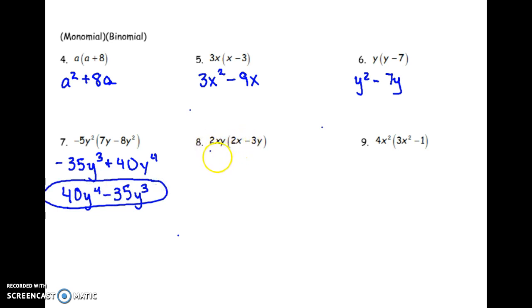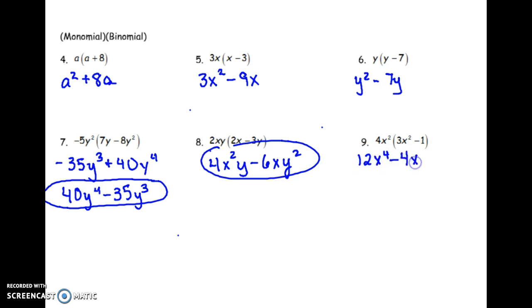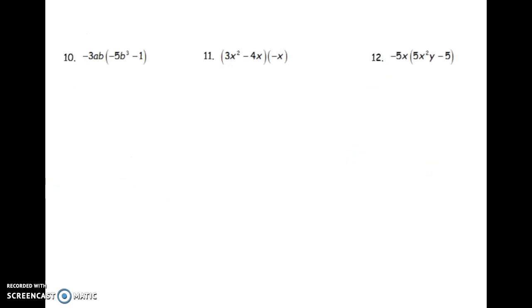Okay, 2xy times 2x is 4x squared y. And this would be minus a 6, and then we don't have any x's here. It would be 6x y squared. All right, this one would be 12x to the fourth minus 4x squared. Okay, moving on. All right, we've got a few more you can try.